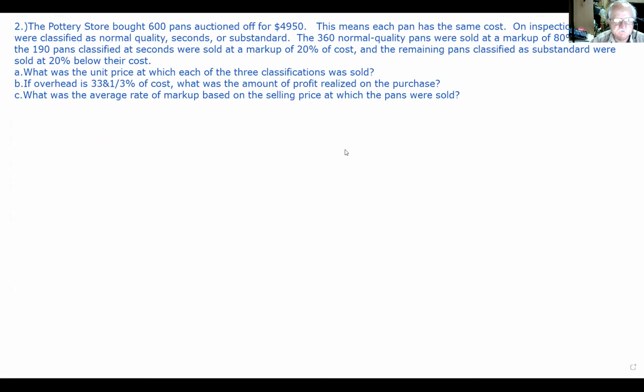So much the same situation. Let's see what they've given us. The pottery store bought 600 pans, auctioned off for 4,950. This means each pan had the same cost, but they weren't actually nice enough to tell us the cost. So we're expected to figure that out. So let's figure that out first.